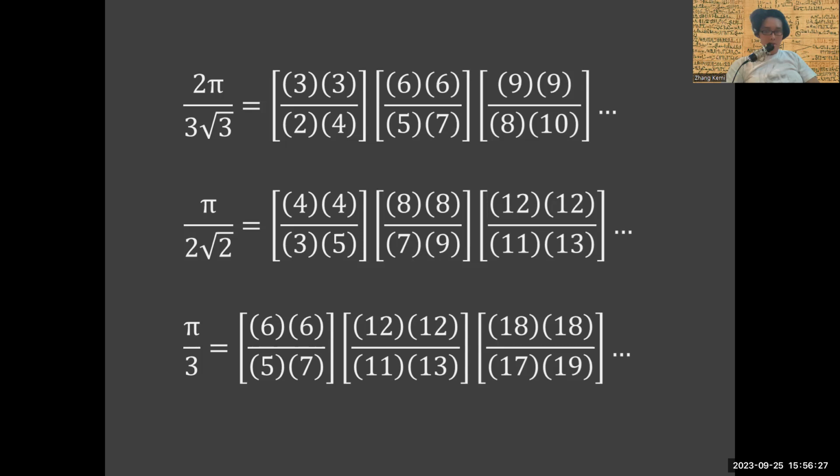Today, we are going to look at 3 more Wallis products. Namely, the first one you can see is 2 pi over 3 root of 3. We can see that the numerators are multiples of 3, all the way to infinity. Likewise, the denominators, in this case, you have 2, 4, 5, 7, 8, 10, etc. So they are consecutive natural numbers, in this case.